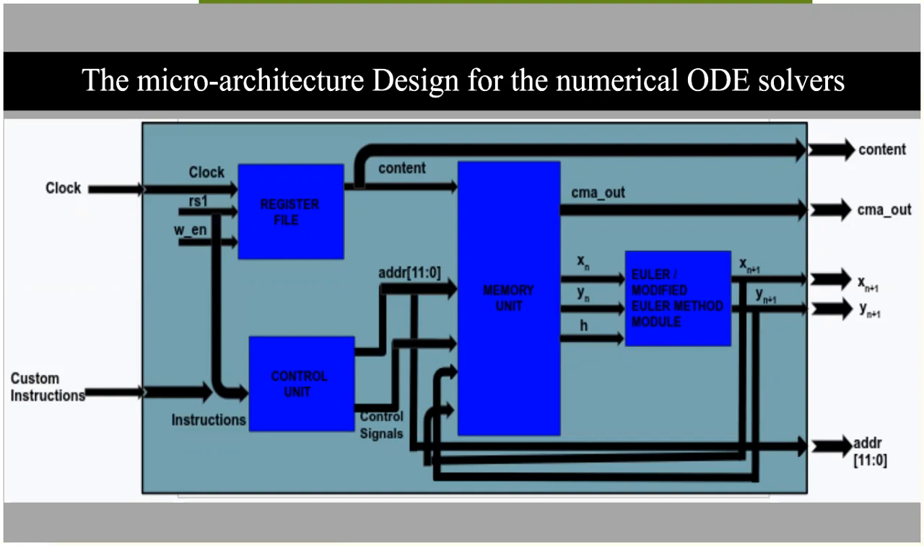So in summary, if we give any kind of custom instruction to the top module, it will deliver approximate results of the iteration, xn+1 and yn+1, over the architecture.